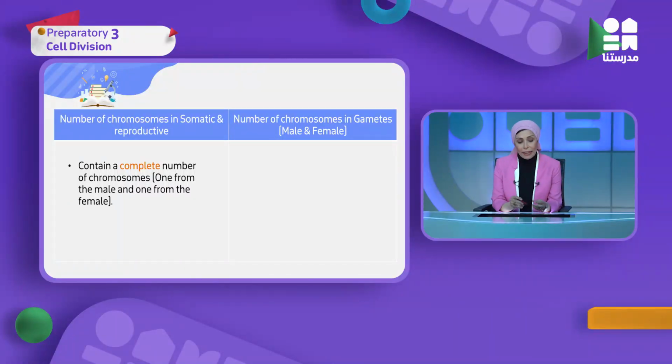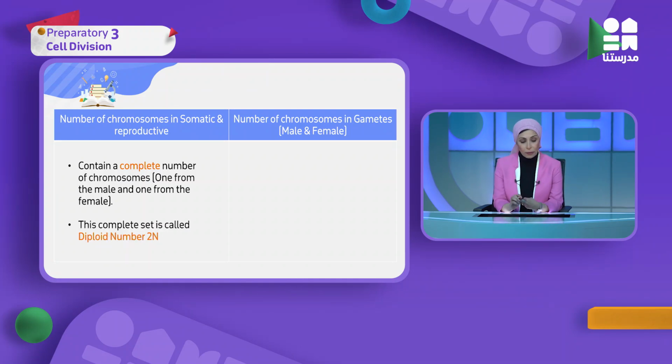هنتكلم على human being يعني فيها كام؟ 46 chromosomes. جزء جاي منين؟ من الفاذر، من the parent، واحد من الفاذر وواحد من المother. اوكي؟ so هنشوف بعدين ازاي. يبقى contain a complete number of chromosome, one from the male and one from the female. قلنا الميل يعني الراجل، الفيميل يعني الست.